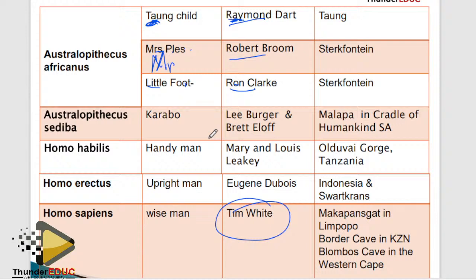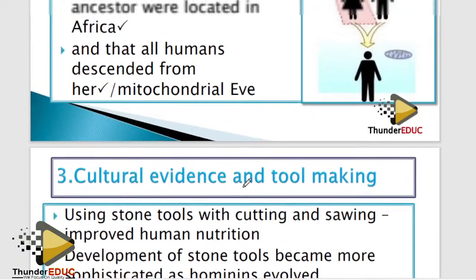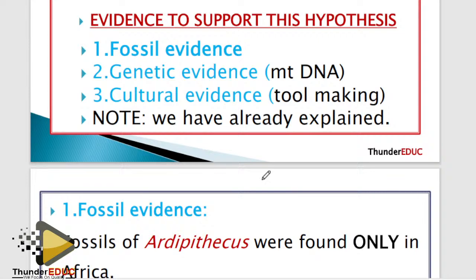Then Australopithecus sediba. Sediba is Karabo. That one is Lee Berger. Please, you need to know that. Homo habilis, and then Homo erectus. Please watch that small video. We will be able to know. Yes. But now, how do we use this as genetic evidence? These five marks, please. Evidence to support the Out of Africa hypothesis. How do I use this?